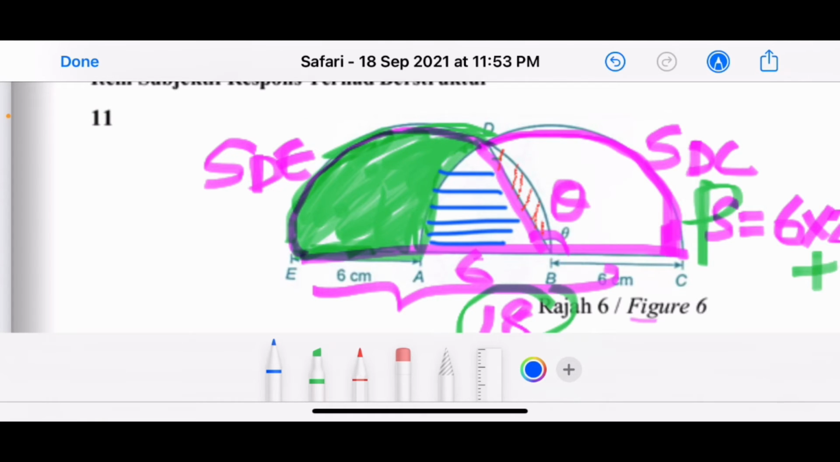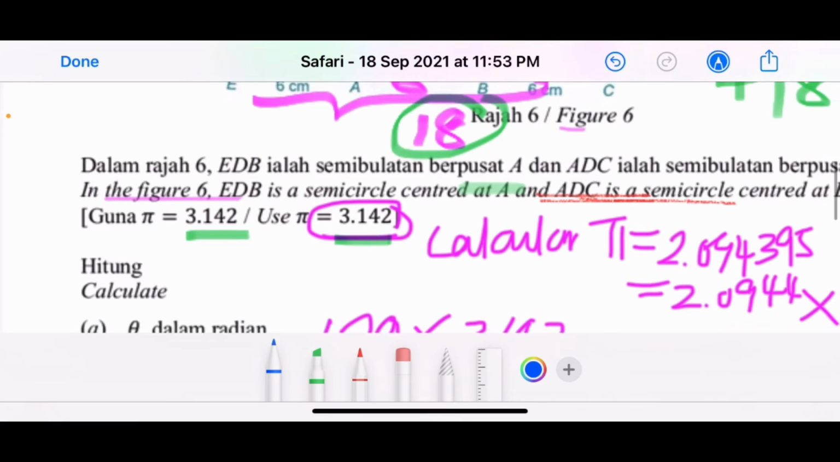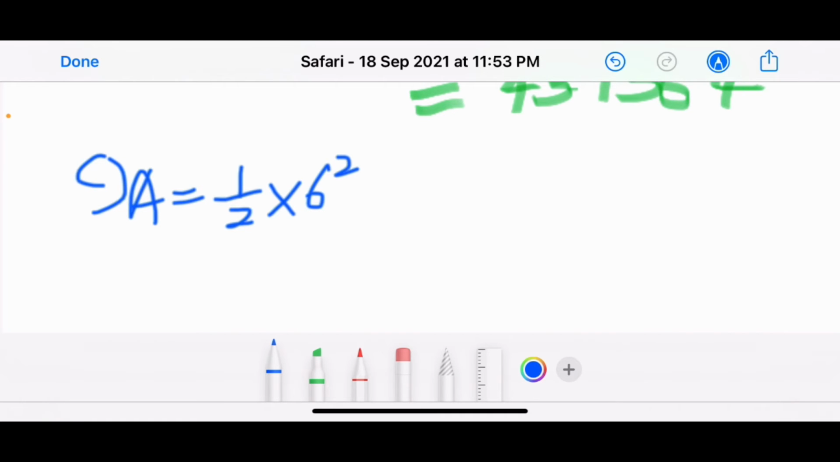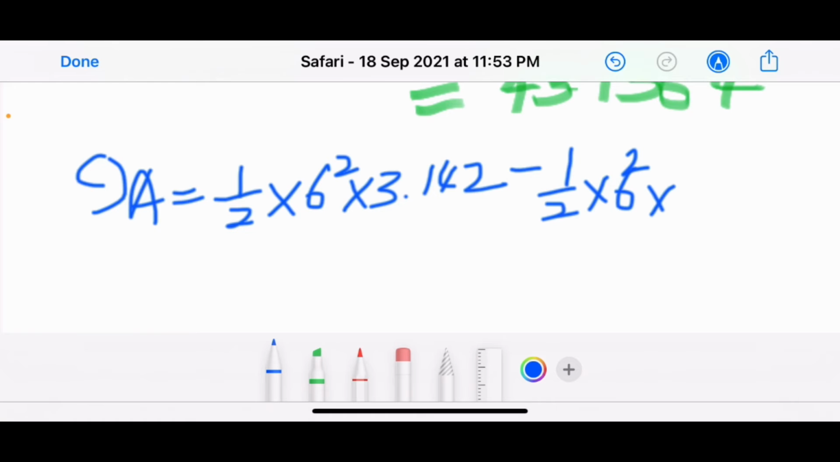So we have to find the area for the semicircle minus the area of the sector and then minus the area of the segment. So we have 3 steps to do. Okay, so let's find the area. For the semicircle, we use pi r squared, right? With 3.142. This is a semicircle, and then minus the sector, 1/2 r squared theta.